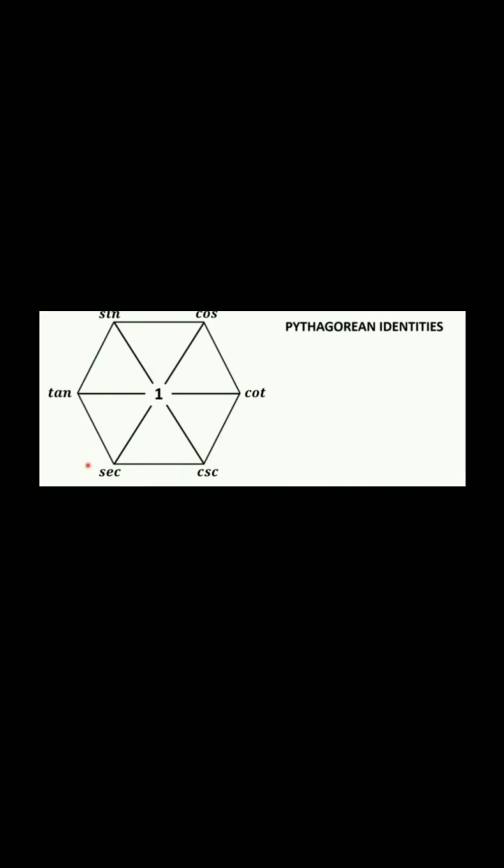So ang gagamitin lang natin na part ng superhexagon ay this part, and this part. It will move in clockwise direction. So let's start with this part. So we have sine going to cosine going to 1. That is sine squared theta plus cosine squared theta equals 1.